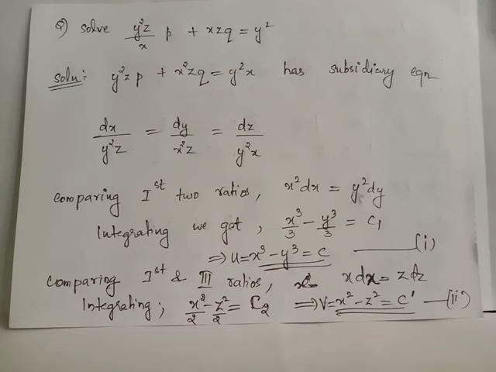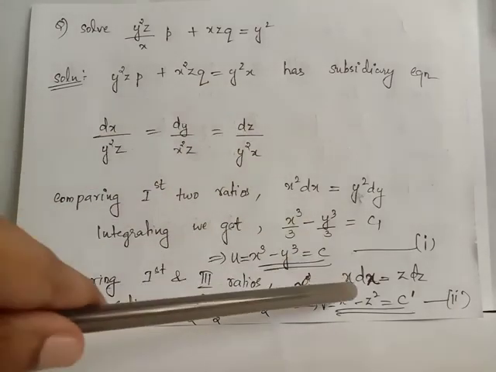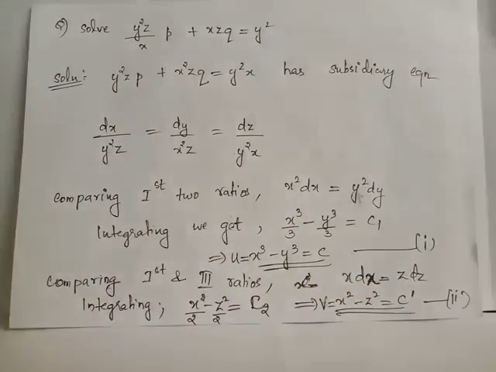Now comparing the first and third ratio, we have y square common to both the denominators and it can be cancelled. After that, you group x along with dx and z along with dz. So you obtain this equation and now you integrate both sides. You obtain x square by 2 equals z square by 2 plus c2, which can be written as x square minus z square equals 2 times c2. 2 times c2 can be considered as another constant c dash. So you get x square minus z square equals c dash, where v equals x square minus z square.